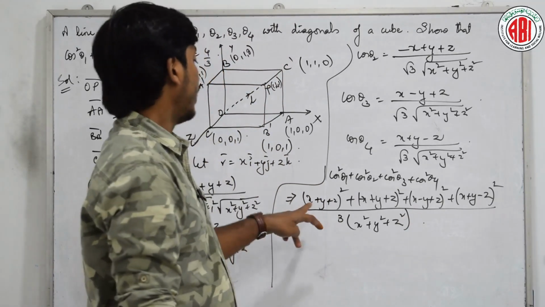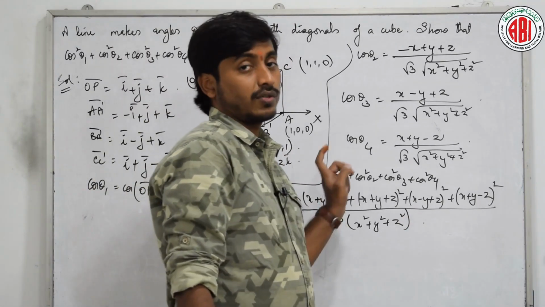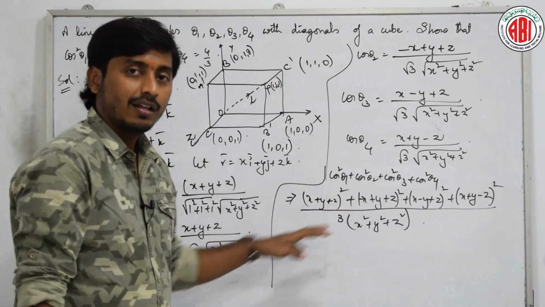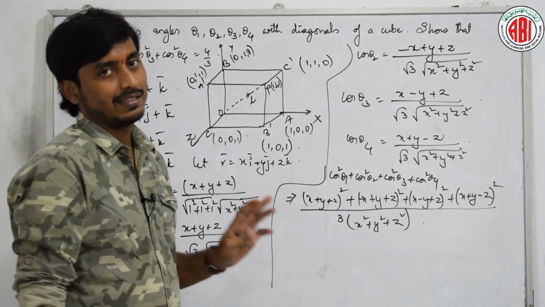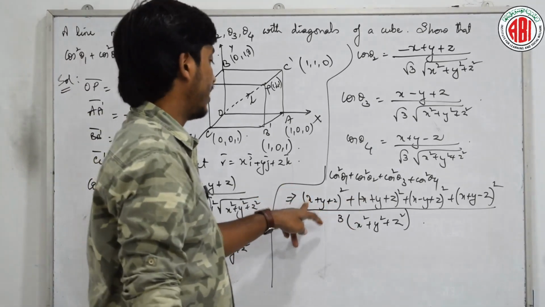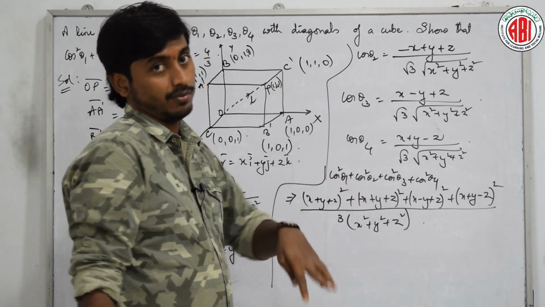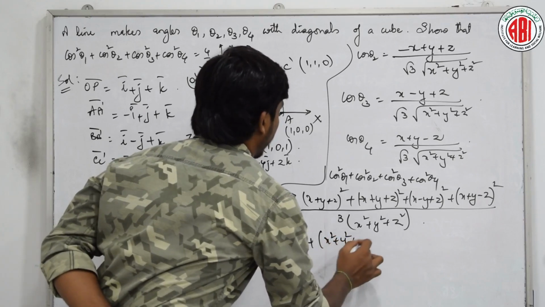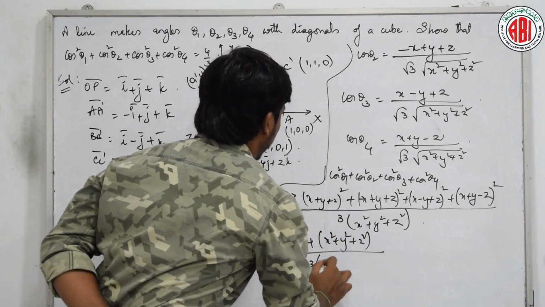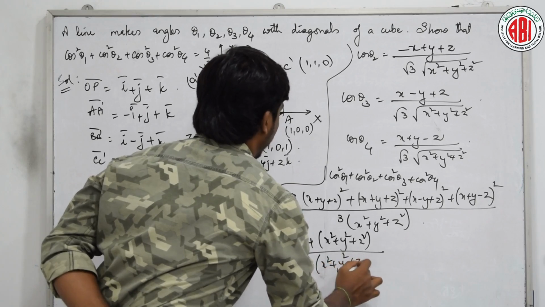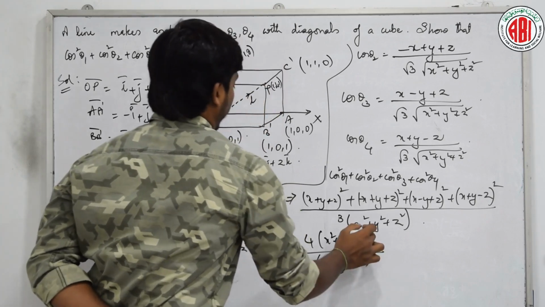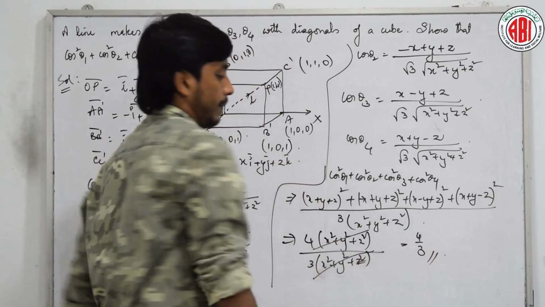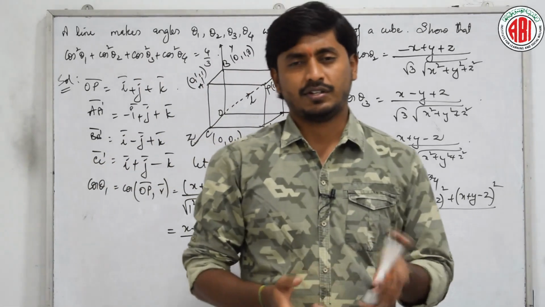And if you observe, here x square plus y square plus z square, 2xy, 2yz, 2zx. Similarly, we will get from the remaining 3 terms and they all get cancelled. That is sure. Therefore, I will get x square plus y square plus z square in all 4 terms. Therefore, I can write it as 4 into x square plus y square plus z square divided by 3 into x square plus y square plus z square. If you observe, these both will get cancelled. I will get the answer as 4 by 3. Isn't it easy to solve?